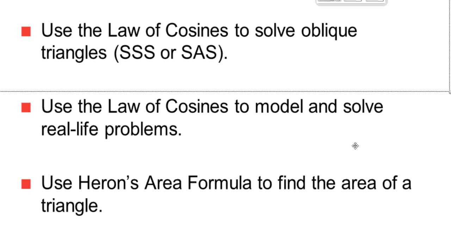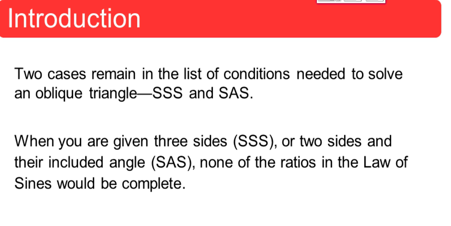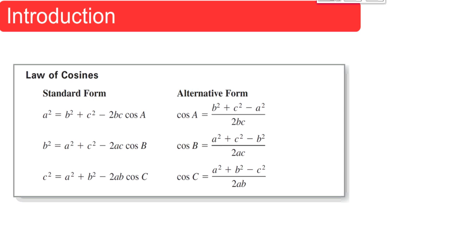And finally, we want to use Heron's area formula to find the area of a triangle. So let's start with the law of cosines and kind of an introduction. The two cases that remain are side-side-side and side-angle-side, when you know all three sides or two sides and the included angle. And when you have those situations, the law of sines does not work any longer, and so instead we can use the law of cosines.